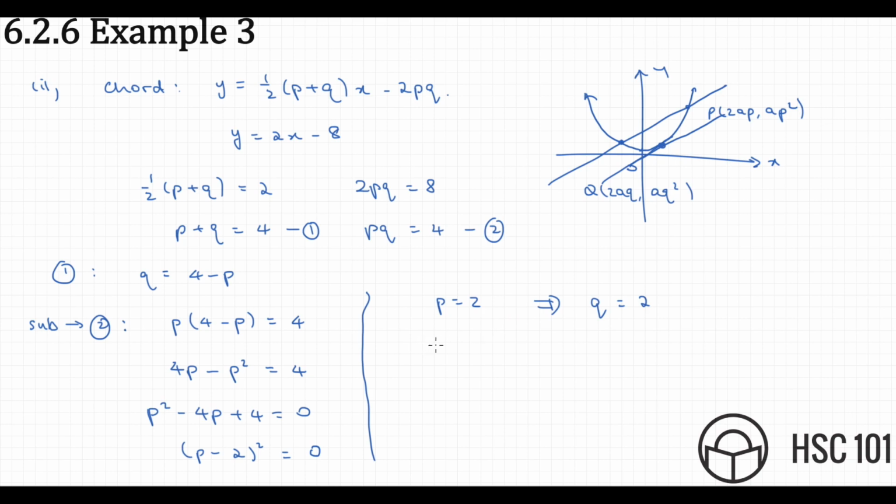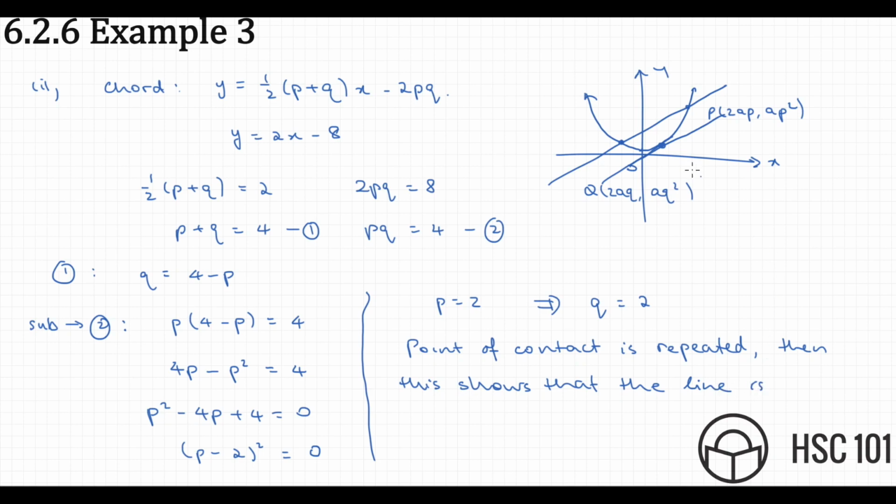So since in this case, the point of contact is repeated, this shows that the line is not a chord, because it doesn't intersect my parabola at 2 points. So rather, the line is a tangent. So that's all we have for part 2.